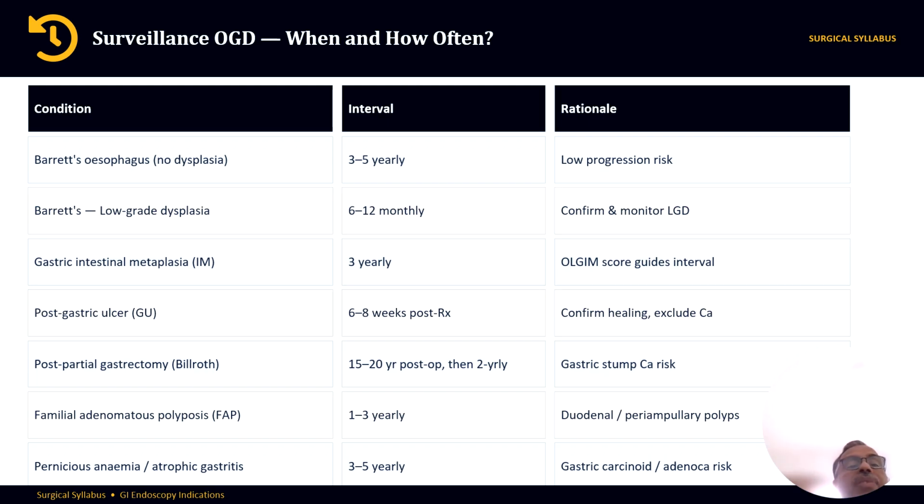Now, in cases of pernicious anemia or atrophic gastritis, OGDS should be done every 3 to 5 years to rule out any risk of gastric carcinoid or gastric carcinoma. So these are the indications of surveillance OGDS and when to do it.